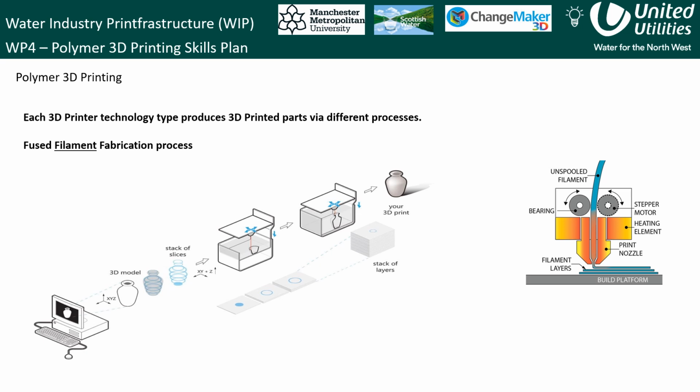Each 3D printing technology uses a different method to produce three-dimensional objects. The example on the screen shows the 3D printing process, often referred to as the workflow, which has been covered in previous sessions. From left to right, we have the 3D model being designed on a computer. The model then is exported in the form of a 3D file format such as STL or 3MF.